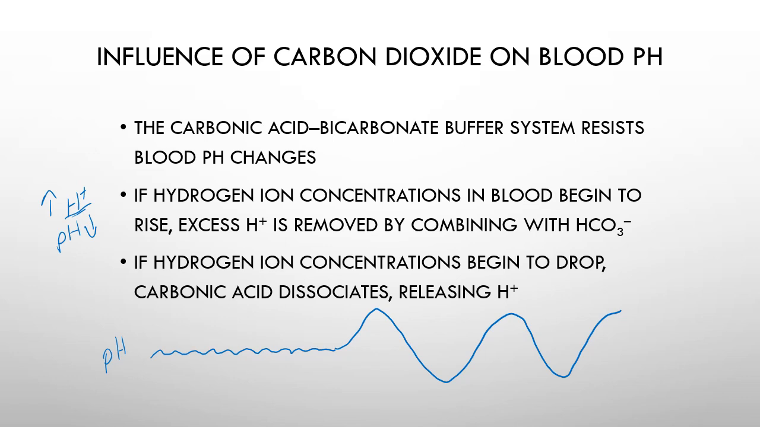As hydrogen ion levels then drop, carbonic acid dissociates and we release more of that hydrogen ion to bring it back up. So it's simply either binding up the hydrogen ions, so they get removed, or releasing them to bring the pH back down as well.